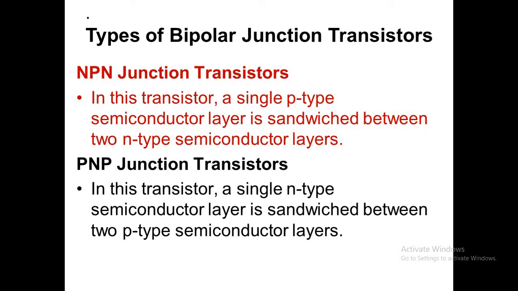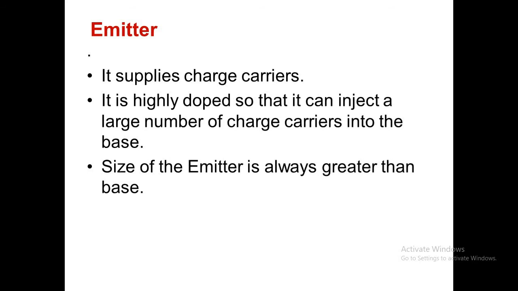So in an NPN junction transistor, a single P-type semiconductor layer is sandwiched between two N-type semiconductor layers, just like a sandwich. For PNP it's just the reverse: an N-type semiconductor is sandwiched between two P-type semiconductor layers. As far as the emitter is concerned, it emits the charge carriers. It supplies the charge carriers, the majority carriers, I should say. It is heavily doped so that it can inject a large number of charge carriers into the base, which we will study later. And the size of the emitter is always greater than the base.